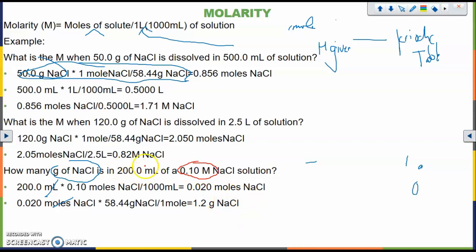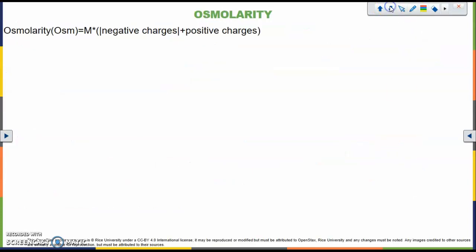In fact, FYI, I misspoke. It's not 200 mils. You actually add 1.2 grams, then fill it to the mark at 200 mils. So if you have a container, you put salt in the bottom, 1.2 grams, and then you put water until the meniscus actually reads 200 mils. Okay? So that's actually how you would do that problem.